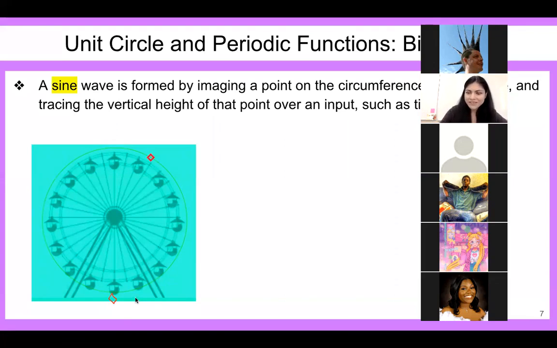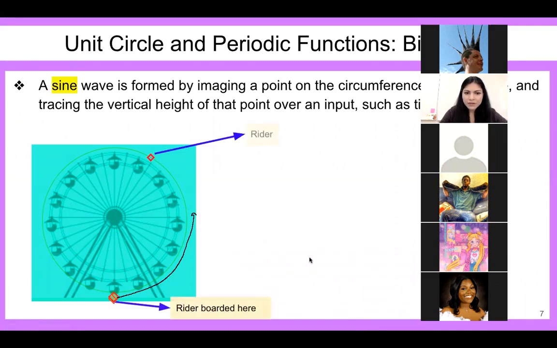So let's imagine it's that very same Ferris wheel where you get on at the bottom. You board it here. Over time, as you get on the Ferris wheel, you start at a height of 0 and then you go up, up, up, higher and higher. I boarded here, and over time you just go around and around on this Ferris wheel.